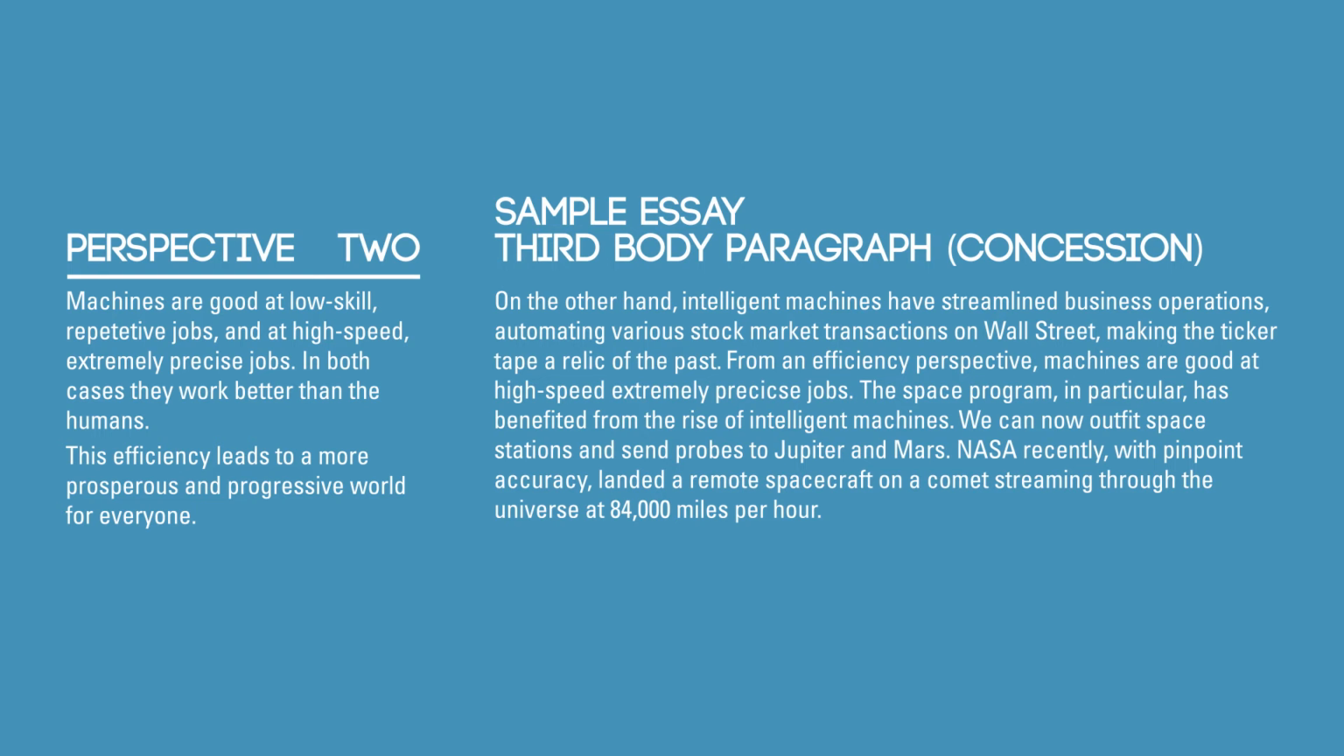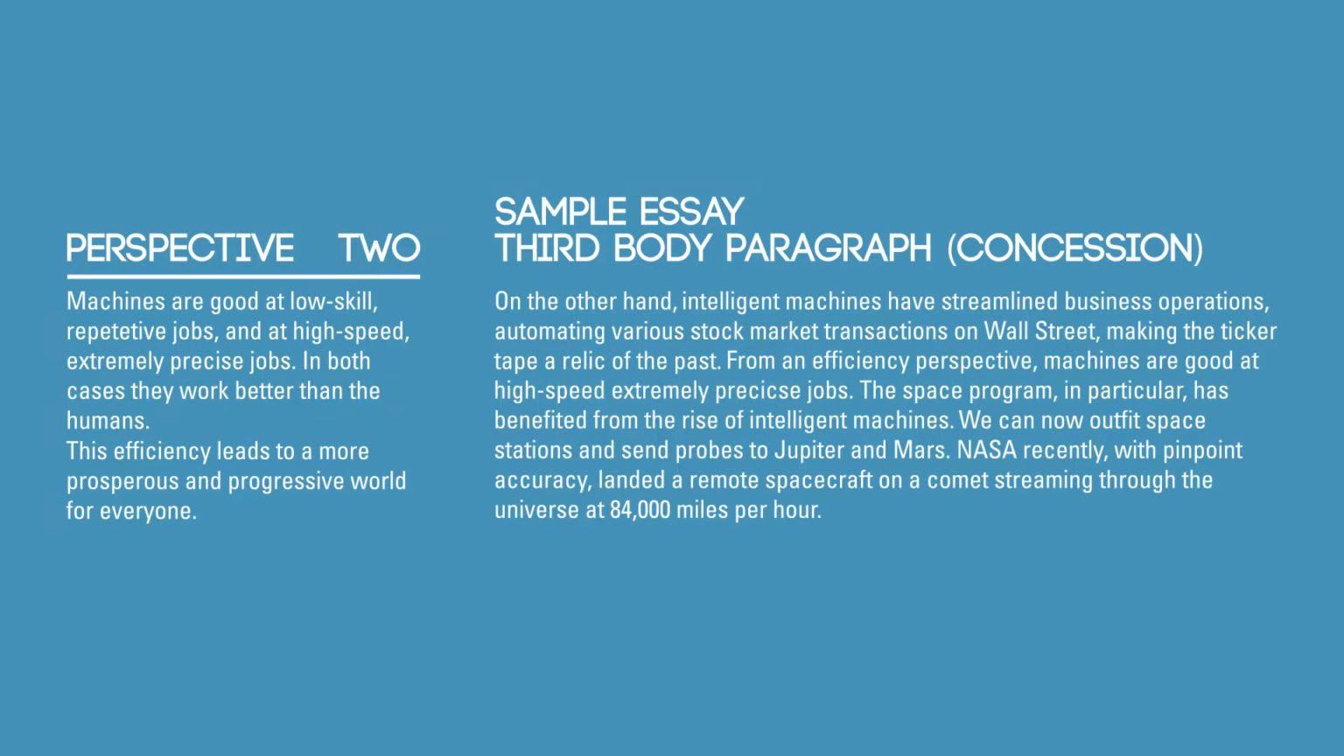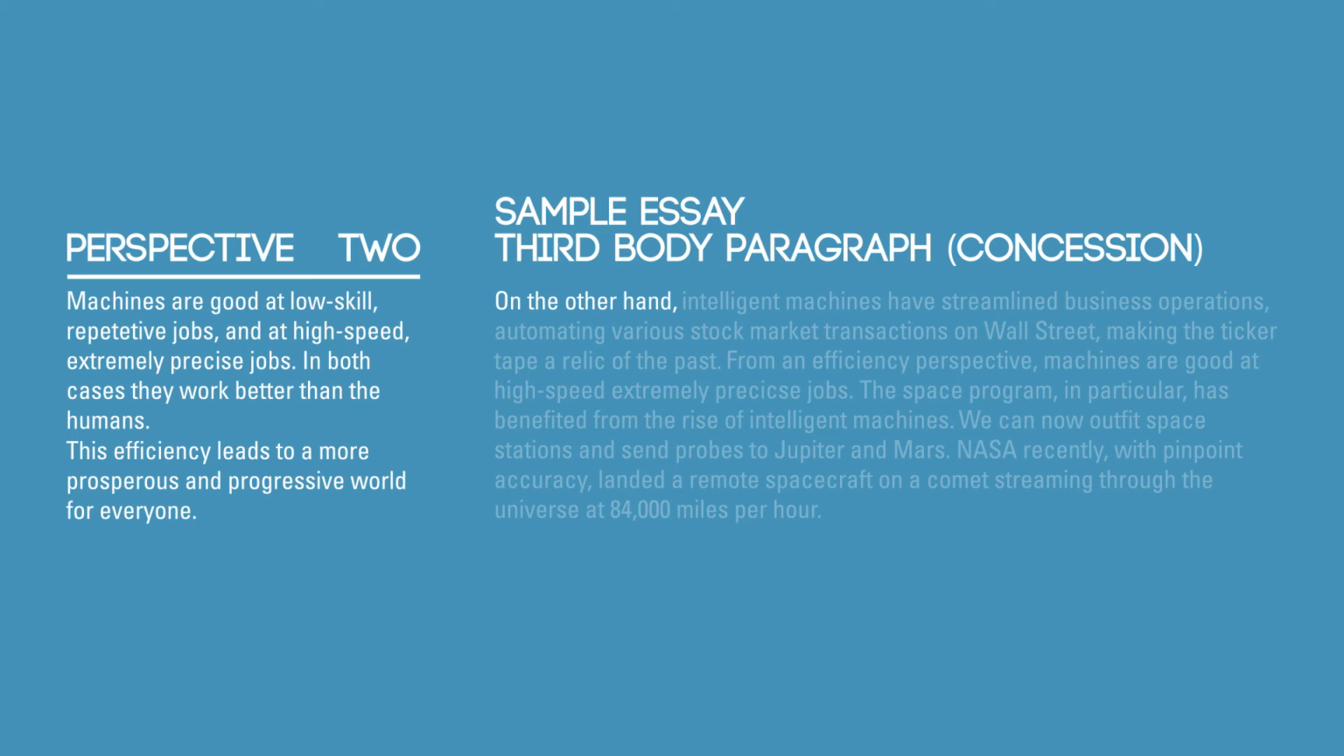From an efficiency perspective, machines are good at high-speed, extremely precise jobs. The space program, in particular, has benefited from the rise of intelligent machines. We can now outfit space stations and send probes to Jupiter and Mars. NASA recently, with pinpoint accuracy, landed a remote spacecraft on a comet streaming through the universe at 84,000 miles per hour. Notice the use of a transition, on the other hand, to differentiate this paragraph from the preceding one.